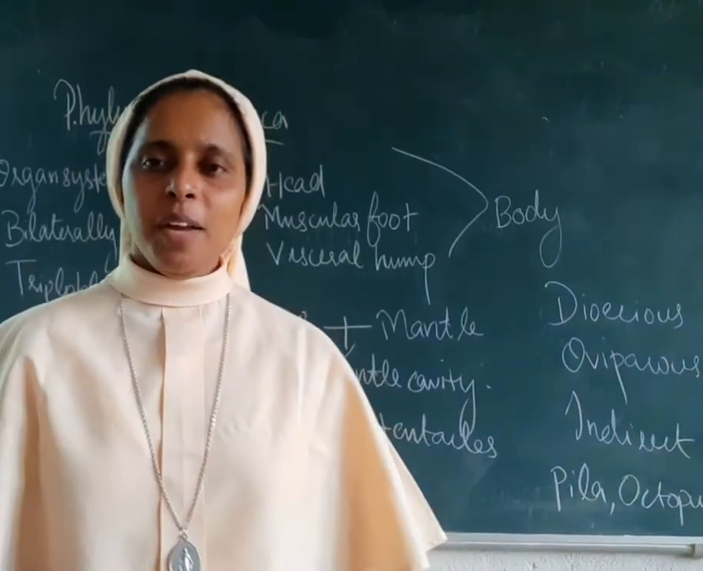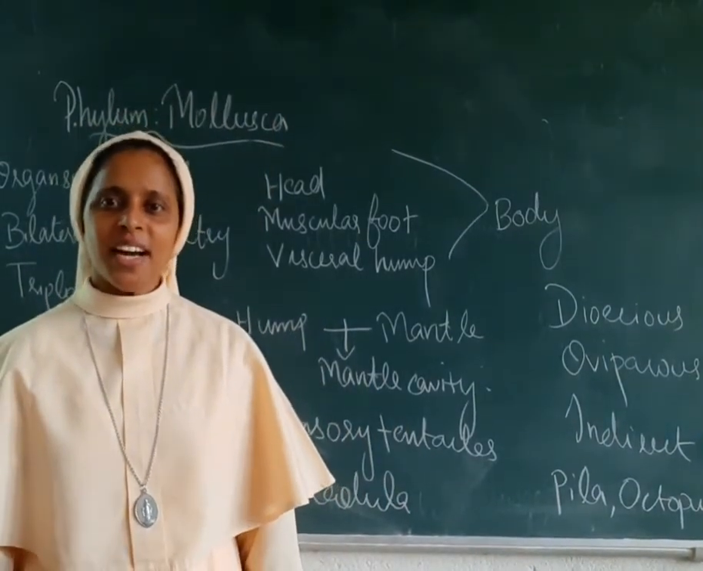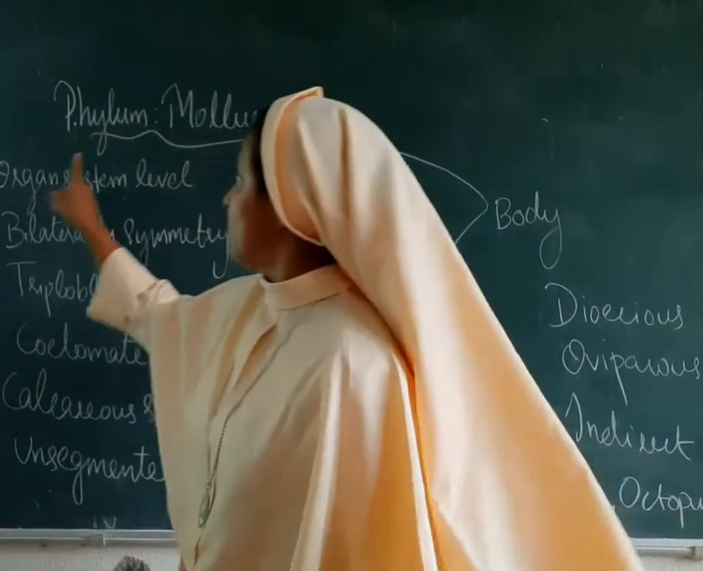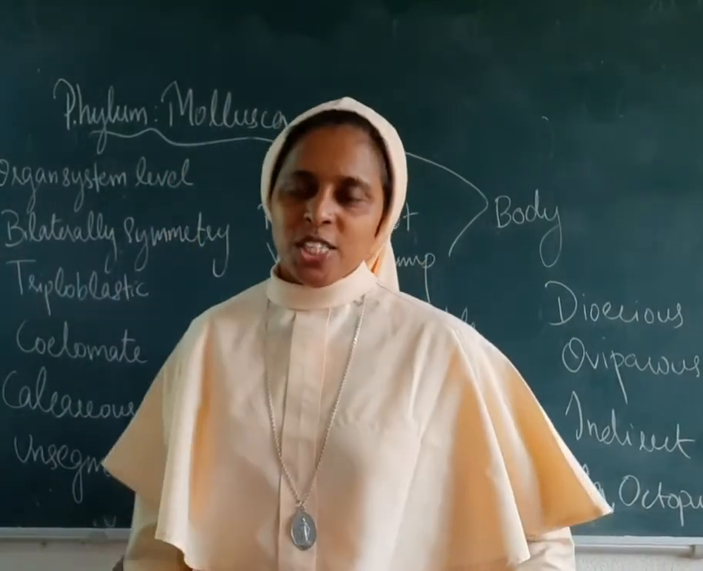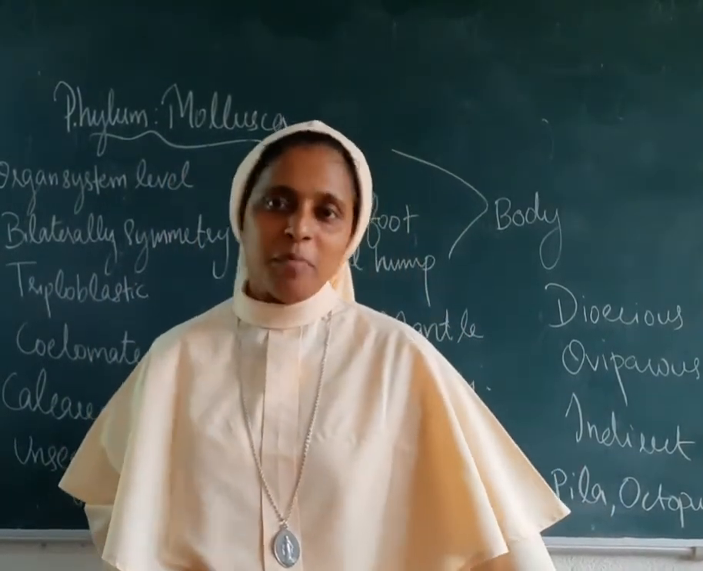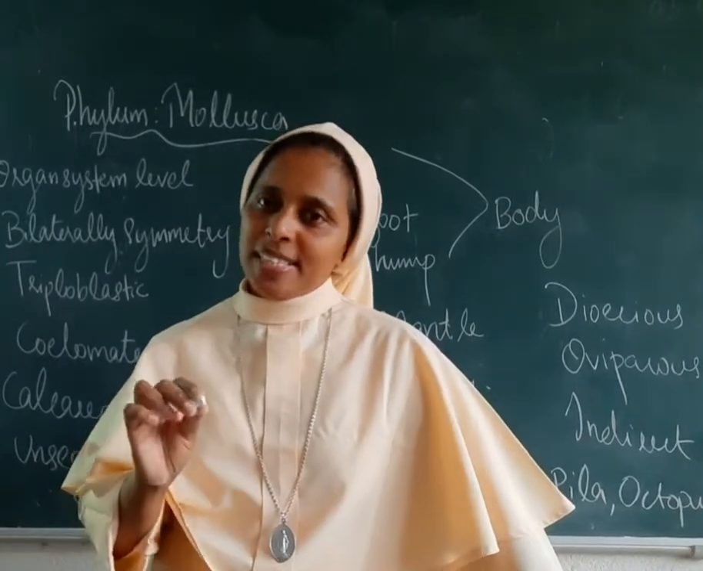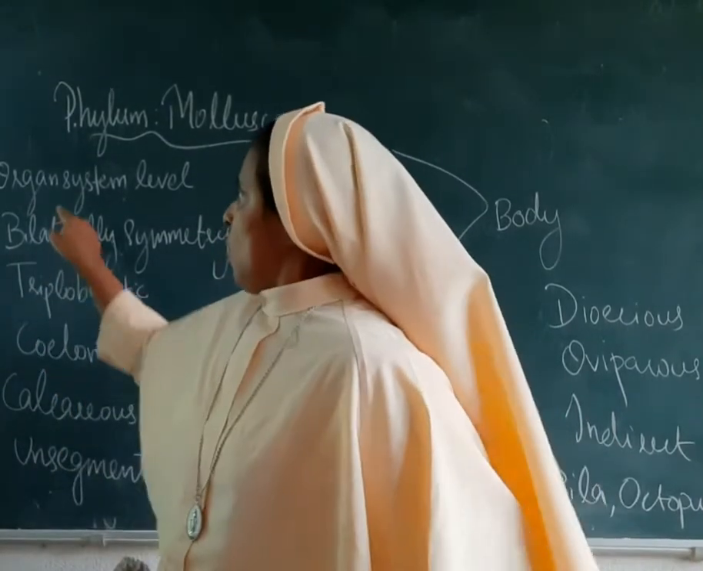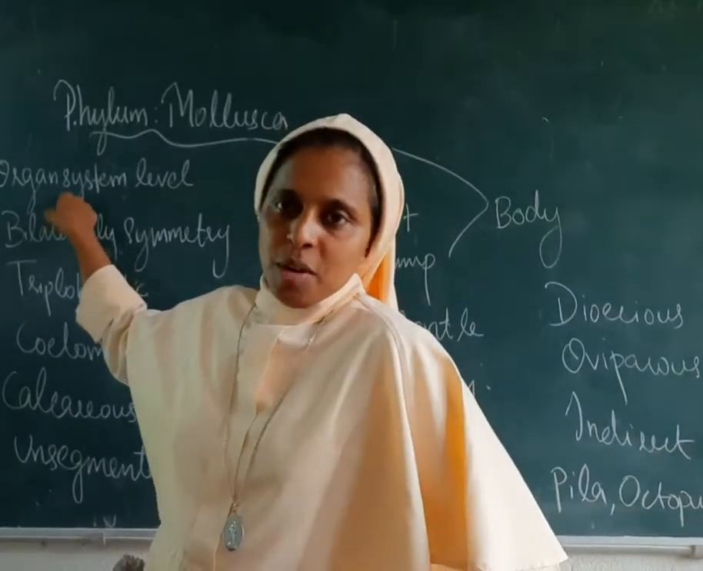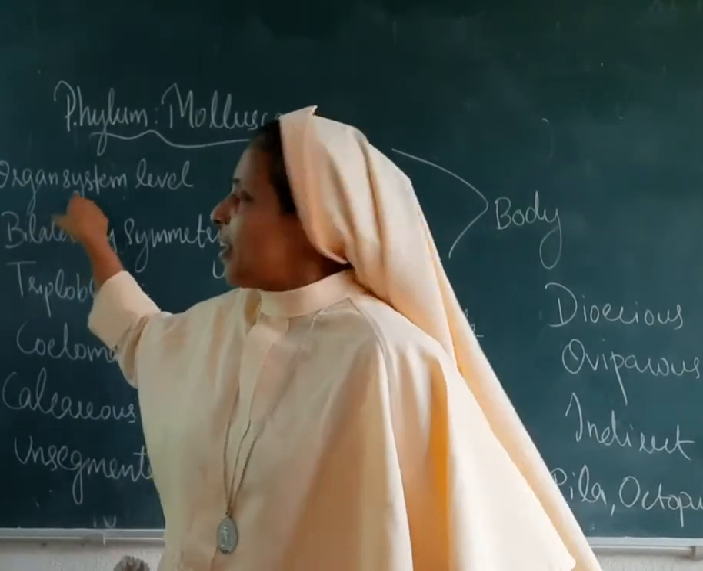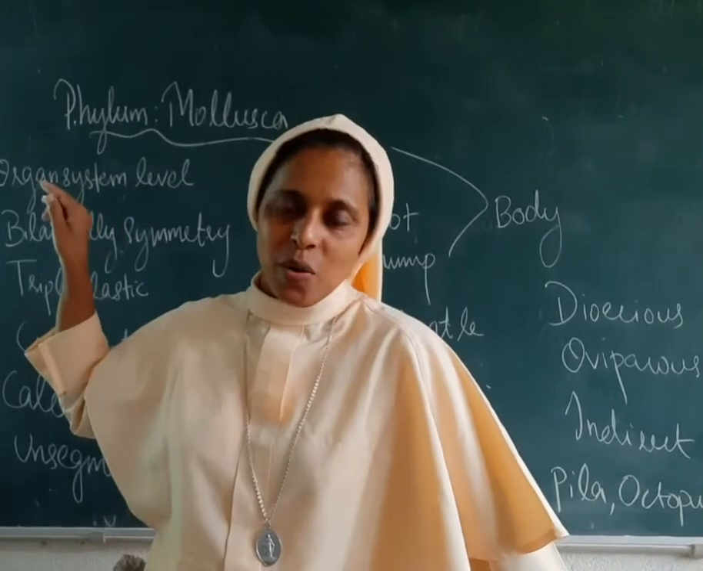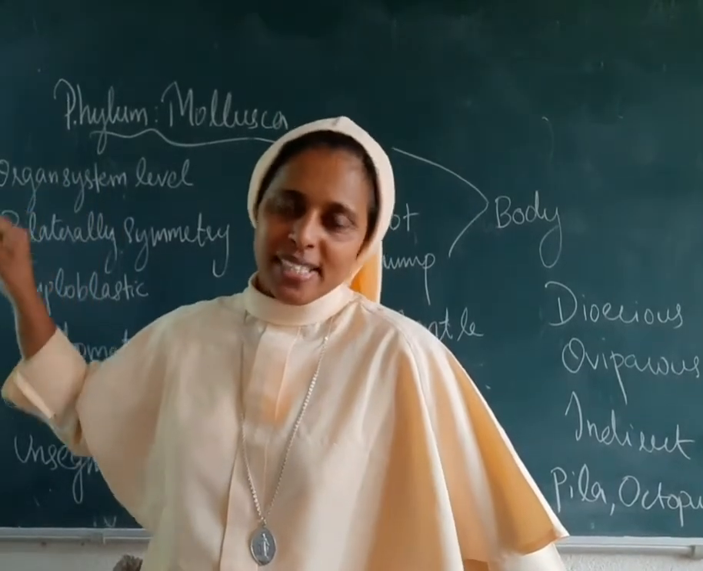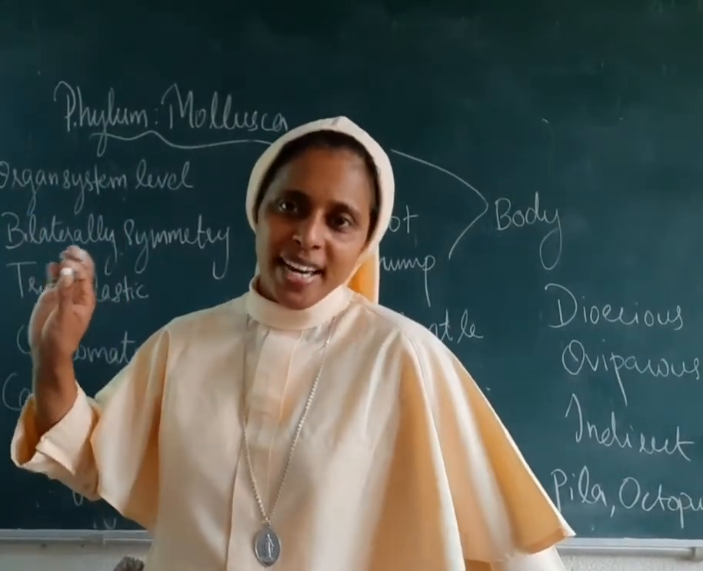So the next phylum which we are going to learn is phylum Mollusca. What are the peculiar features of phylum Mollusca we will learn. Mollusca means soft bodied animals. The first important point you have to remember is that they have organ system level of organization. That means the organ system is completely formed.